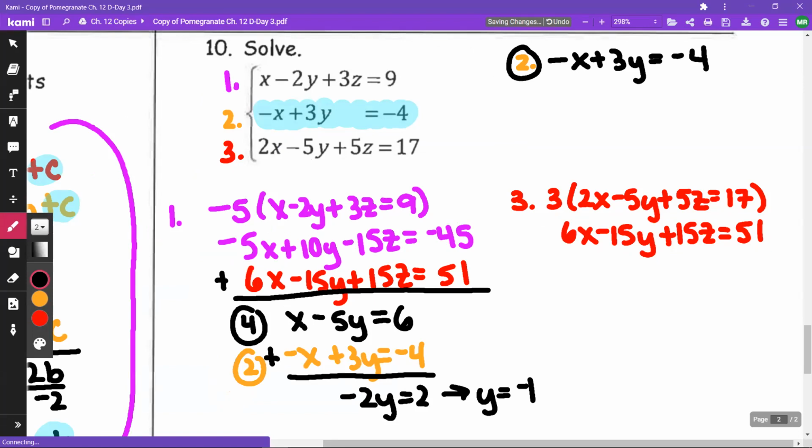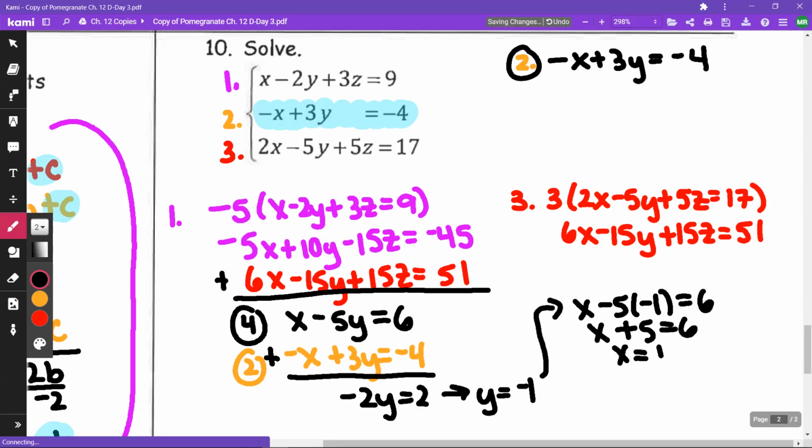I'm going to take that and plug it into, let's say, the number 4 equation. So x minus 5 times negative 1 equals 6. So x plus 5 equals 6. So I get x is equal to 1.